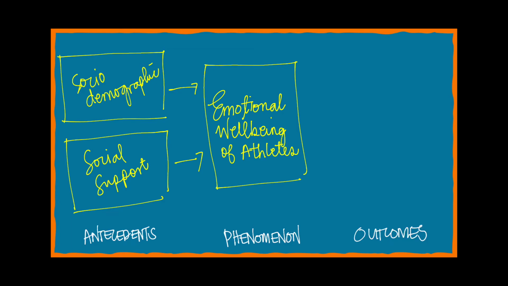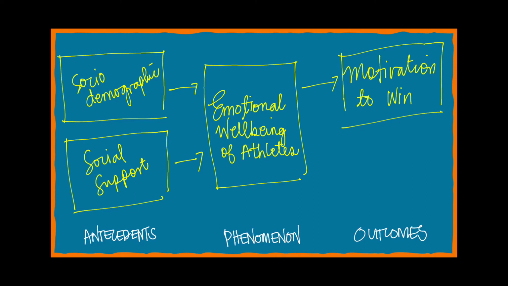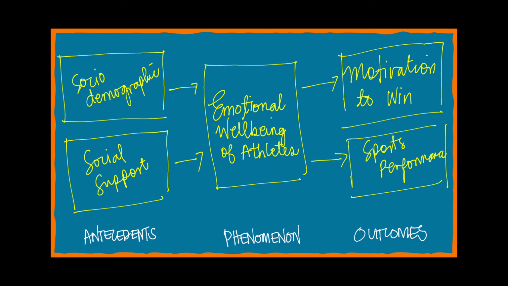And then you also think about possible outcomes of your phenomenon, which is emotional well-being. So what could be a possible outcome for emotional well-being? Probably that can influence a player's motivation to win. And probably it can also influence the athlete's sports performance. Right? So again, in order for us to be able to visualize our conceptualization, we can also draw arrows on the concepts of our study.